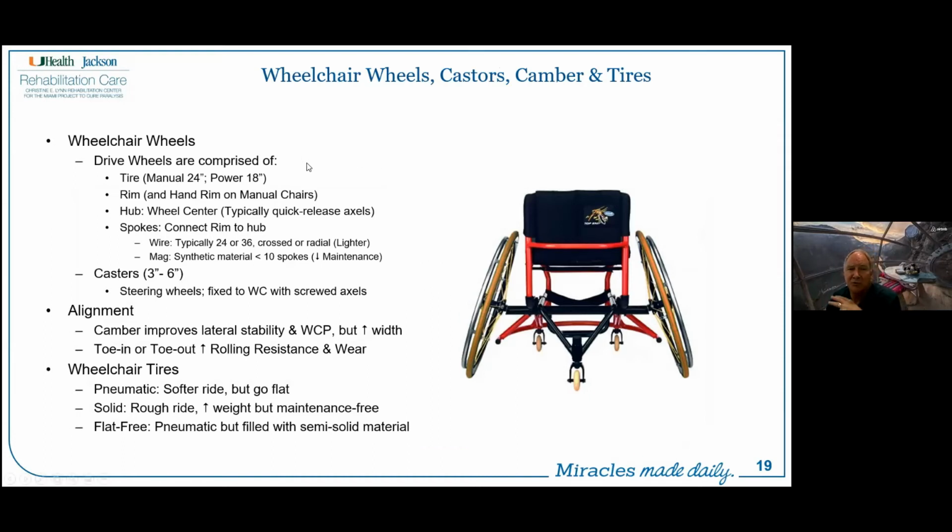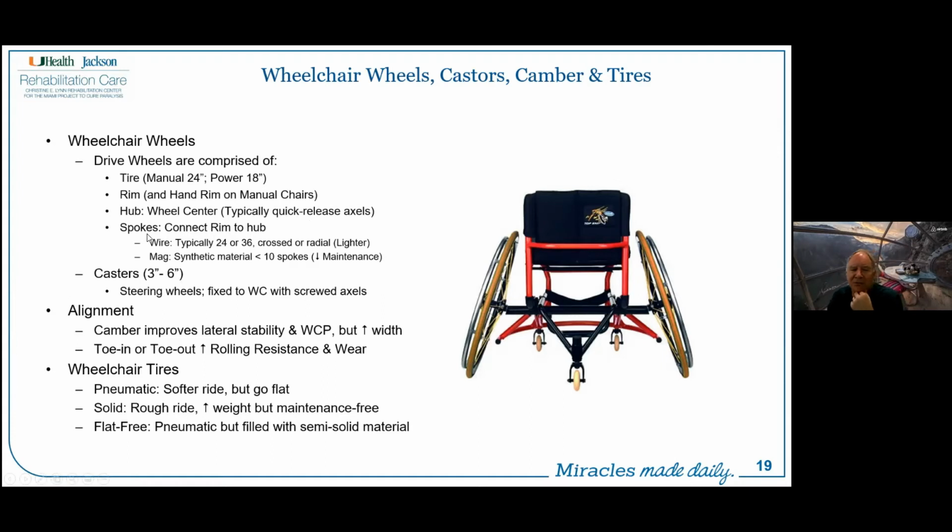So typically your drive wheels, that is your rear wheels on most chairs, power chairs we'll talk about a little bit differently. So your drive wheels are comprised of your tires, and for manual wheelchairs, these are typically 24 inches diameter, and for power chairs, 18 inches. You've also got, as part of your wheel system, the rim and the hand rim on the manual wheelchairs. Your hub, which is the center of the wheel. Typically, you're going to have quick release axles, so you can remove these off of manual chairs, not so much off of your power chairs.